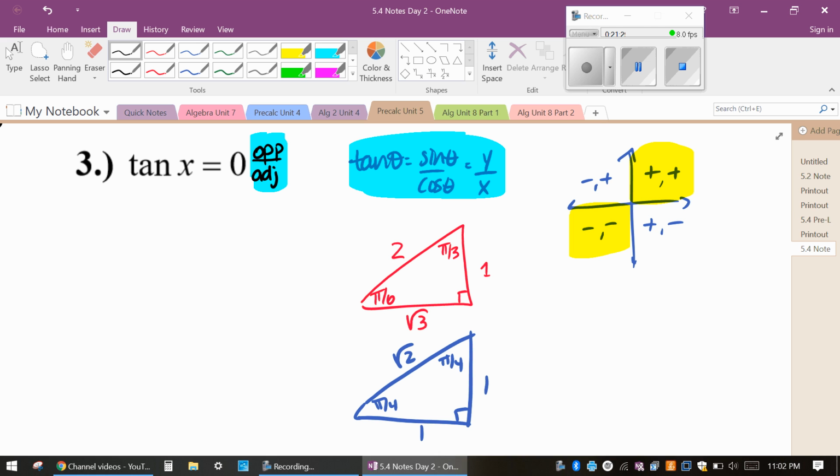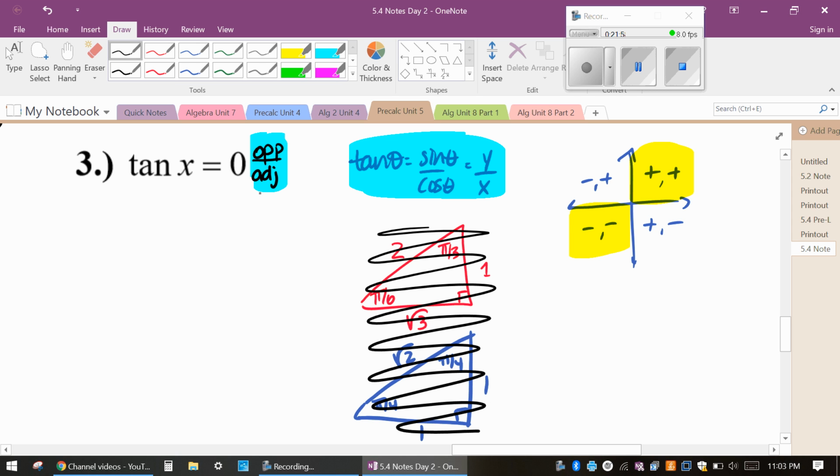Okay, well, let's see. Let's look at the 30, 60, 90 triangle. If I use opposite over adjacent of any of these angles, would it give me 0? Let's try the pi over 6. Opposite over adjacent. Nope. Pi over 3. Opposite over adjacent. Nope. Try the pi over 4, the 45, 45, 90. Opposite over adjacent. Nope. So none of these triangles are going to give me opposite over adjacent that's 0. That means that we must use the quadrantal angles then.